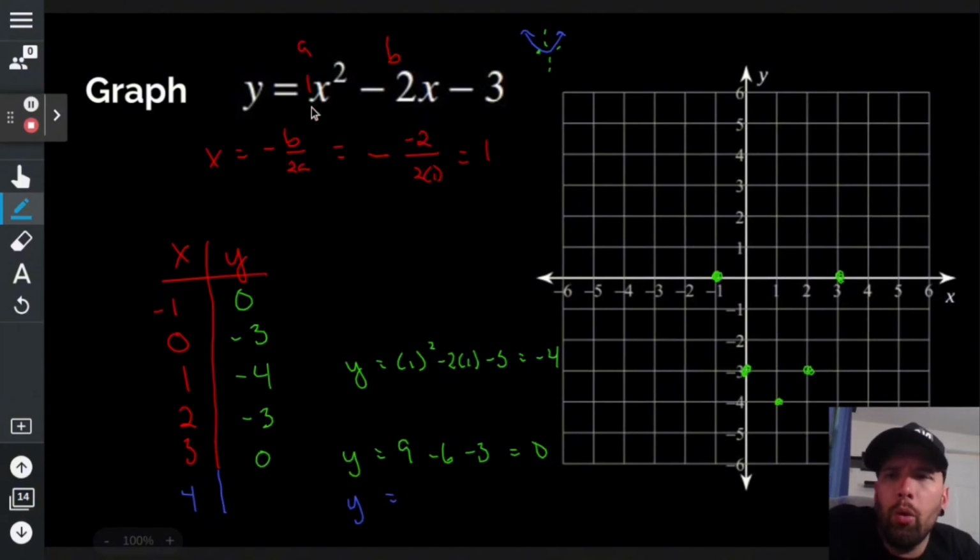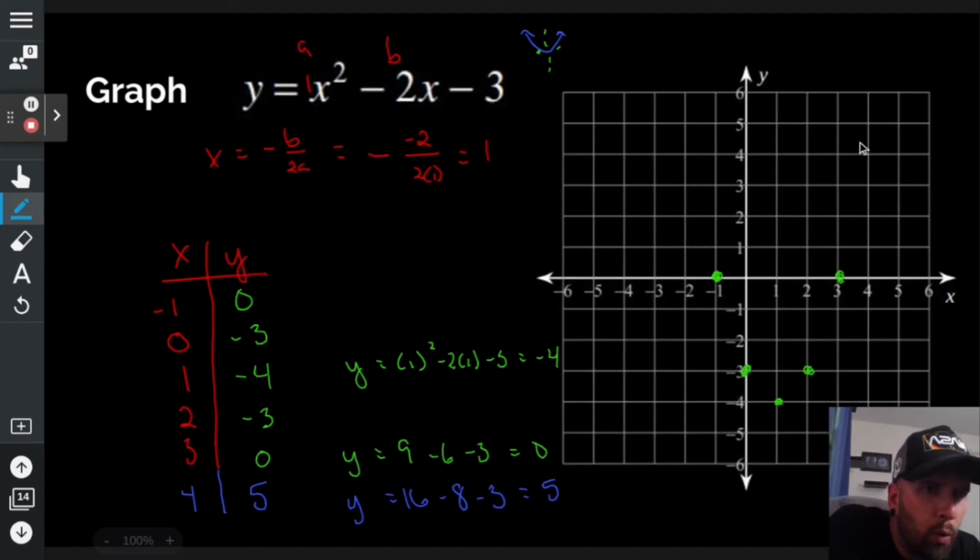y equals 4 squared is 16. Minus 2 times 4, which is 8, minus 3. And so 16 minus 8 is 8. 8 minus 3 is 5. So 4 gives 5, which means -2, since everything is symmetrical, is also 5.